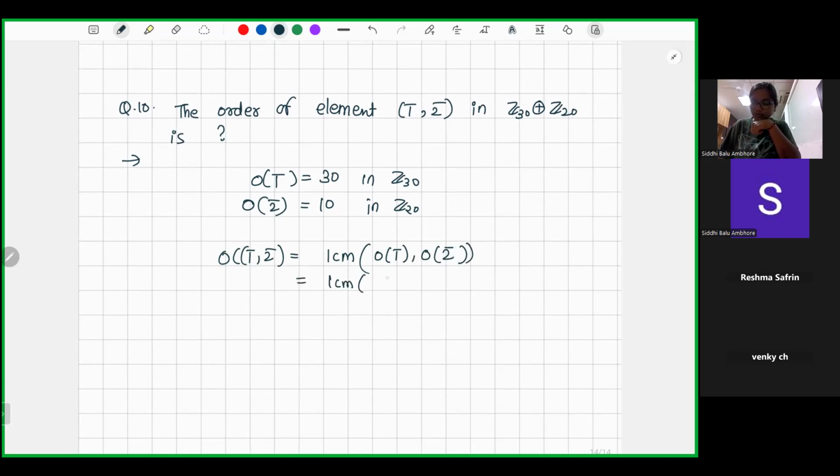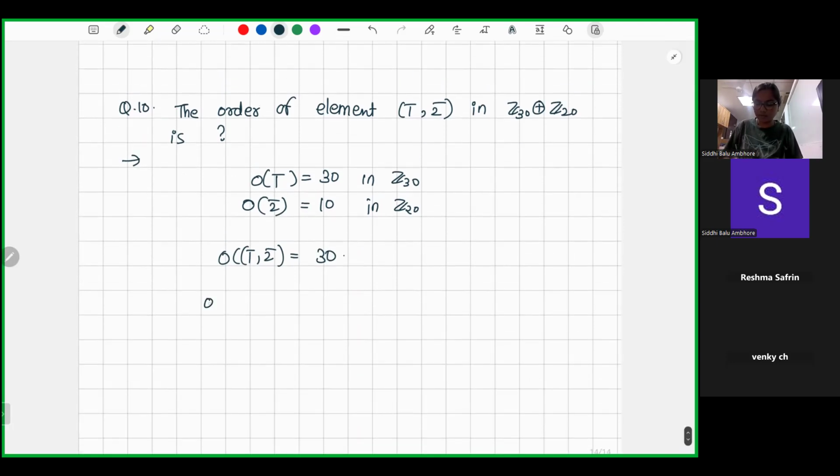Okay, so the LCM of 30 and 10 is, was it LCM or GCD? I think it's LCM. The order needs to be 30. After 10, the 1 bar won't give me 0 bar here again until 30. So the order needs to be 30 here.